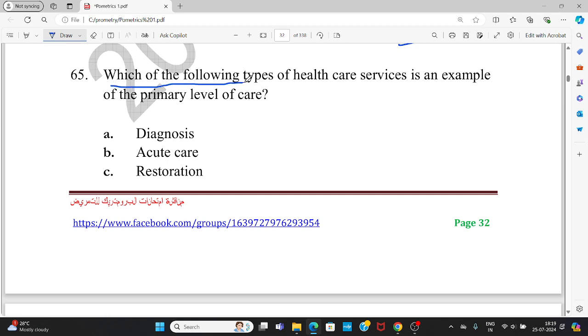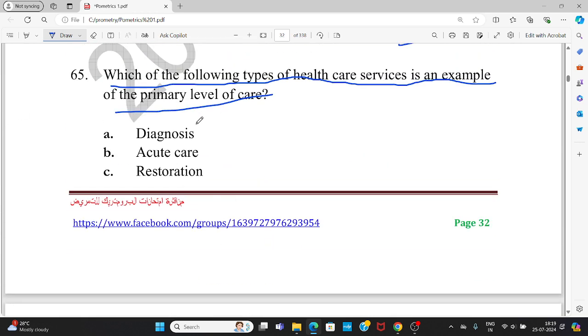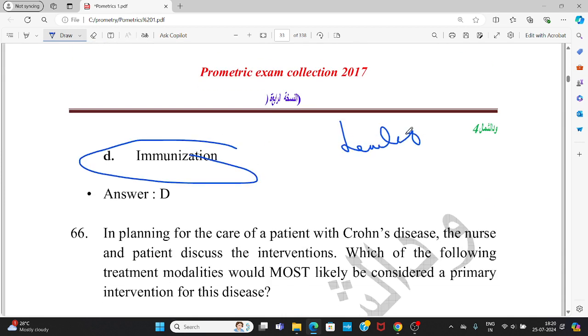Which of the following types of healthcare service is an example of primary level of care? So you have got 4 options. You have 3 levels of care, isn't it? Primary, secondary, tertiary, and even quaternary these days. So in this, which one is primary prevention? Primary prevention is immunization. We have a separate class for levels of care and prevention.